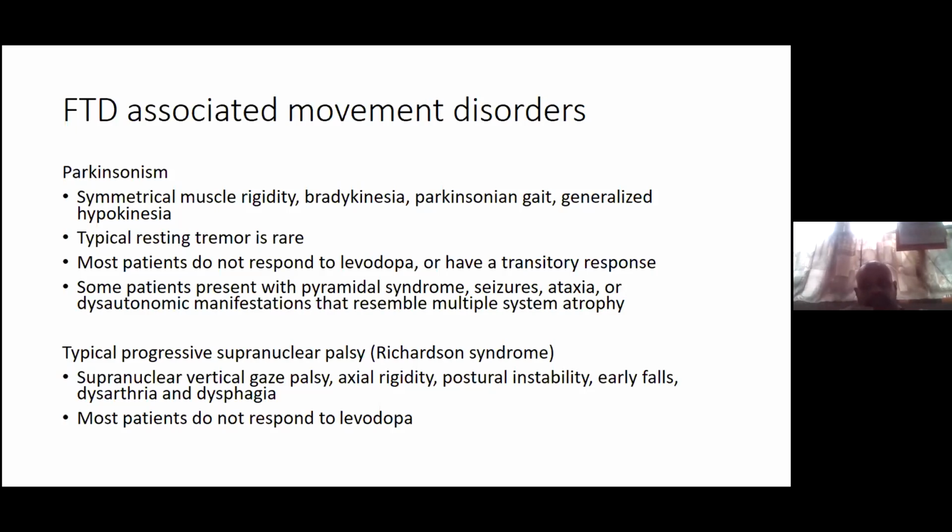They may also present with a pyramidal syndrome with seizures and ataxia and dysautonomic manifestations that resemble what we call alpha-synucleinopathy, such as multiple system atrophy, or they may present clinical features that are similar to multi-system atrophy or MSA.